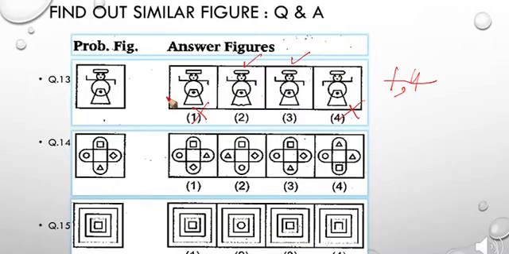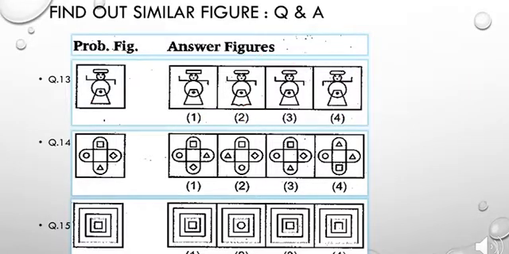Now let's check from another angle. Let's check the bottom design. One line straight here, then line up, then another parallel line, small line, and then this line. Let's check about this particular design. In option 2, this design is not there because at the bottom the line is not straight. So option 2 cannot be the answer. Now we are left with only one choice. That is option 3. So option 3 is the answer for question number 13.